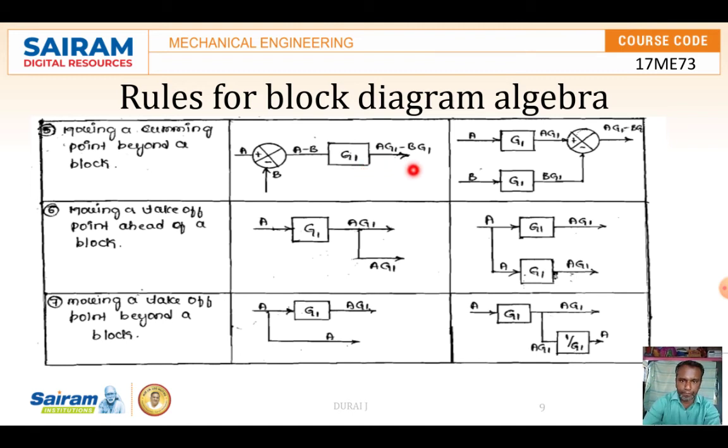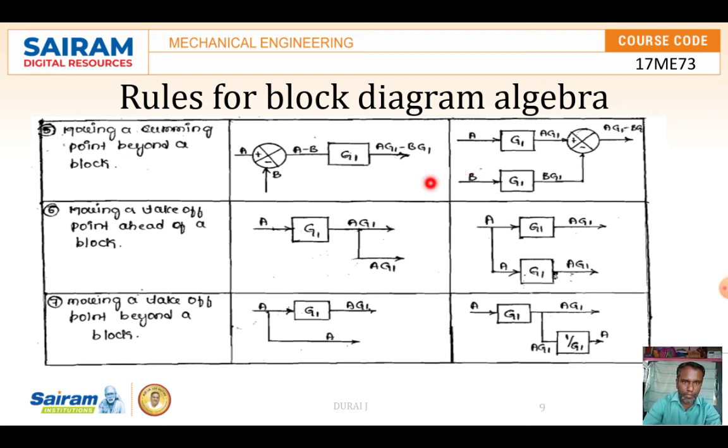Then comes the other one, moving a summing point beyond, that means after the block. A and B is the output, A minus B G1, A G1 minus B G1 is the output value. If you see over here, moving outside, what happens? B into G1, B G1. Whatever term is there, the same block we are going to add over here.